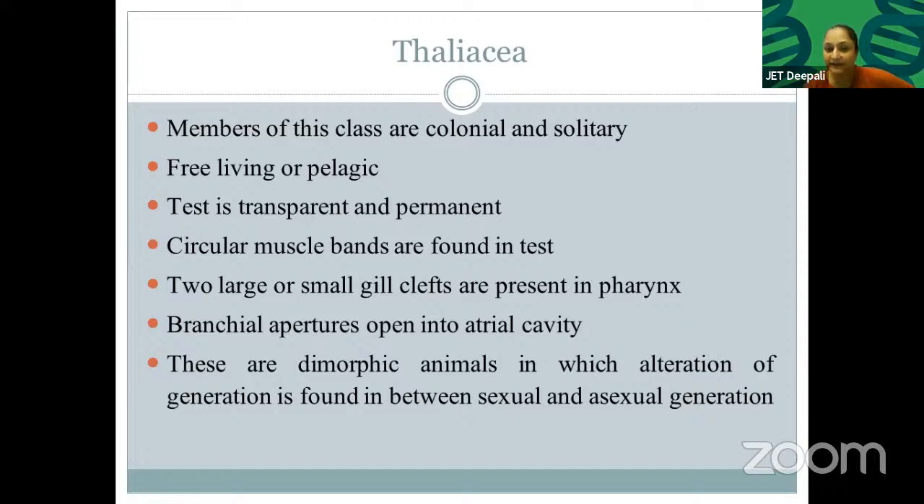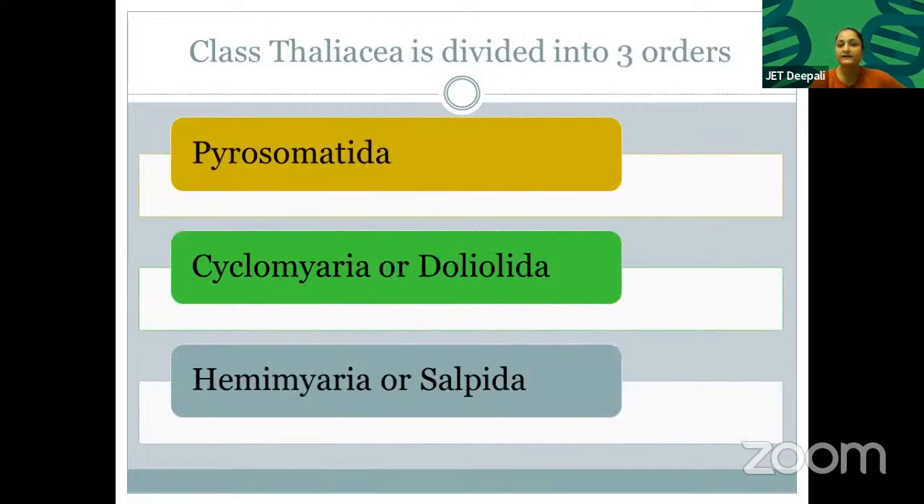These are dimorphic animals in which alternation of generation is found between sexual and asexual generations. This is divided into three orders: Pyrosomatida, Cyclomyaria or Doliolida, Hemimyaria or Salpida.